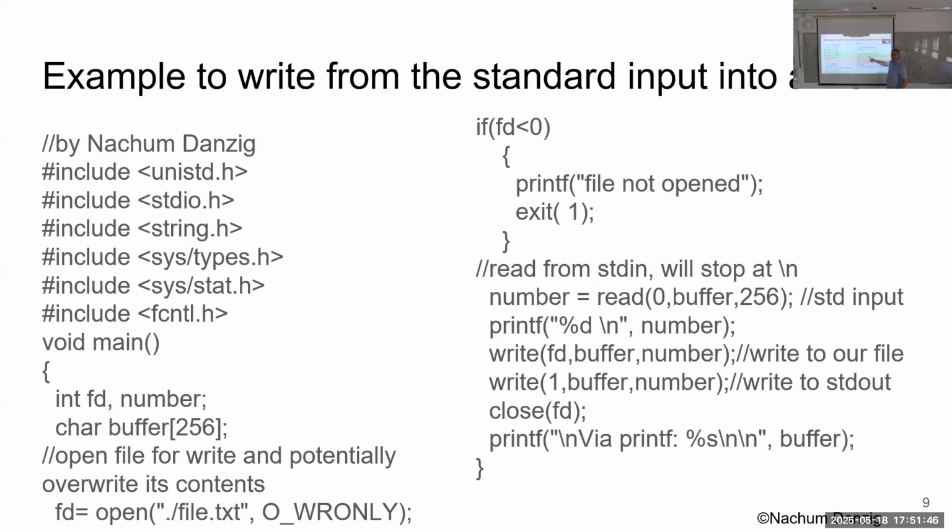0. What does 0 mean? Remember, that's the FD. The FD of the keyboard is 0. So that's the keyboard. Read from the keyboard, which is really just a file. Read from the keyboard into buffer up to 256 characters.